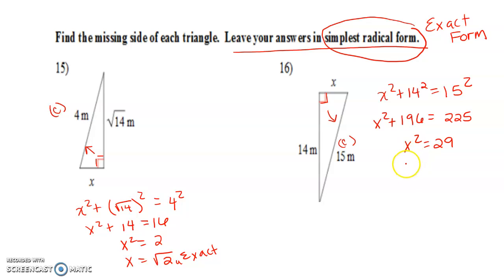Now, I have been just jumping to x equals the square root of, but really what I'm doing is taking the square root of both sides. Just trying to show you. These are like opposite operations, just like how addition and subtraction cancel each other out. Multiplication and division cancel each other out. Squaring and square rooting cancel each other out. So x is exactly equal to root 29 units.